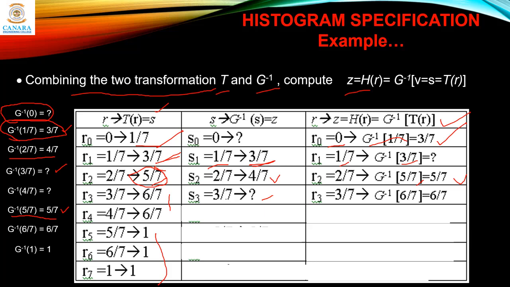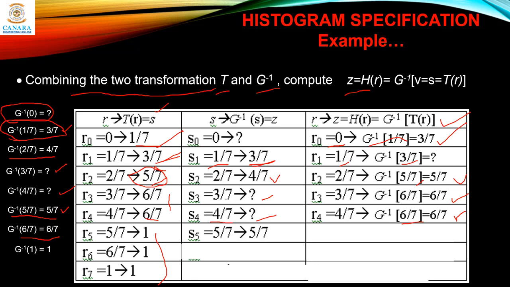So R3 of 3 by 7 maps to G inverse of 6 by 7, and G inverse of 6 by 7 is 6 by 7. Okay, so we write it here. Next, S3 of 4 by 7. G inverse of 4 by 7 is undefined, we write a question mark here. And R3 of 4 by 7 maps to G inverse of T of R. So 4 by 7 is 6 by 7, okay, for T of R. So G inverse of 6 by 7 maps to 6 by 7, again we write 6 by 7.